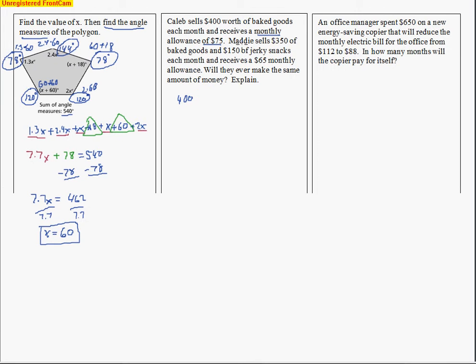Maddie sells $350, so I'm going to write 75, and it's a monthly allowance, so I'm going to go ahead and write M there. And it says Maddie sells $350 of baked goods and $150 of jerky snacks each month and receives a monthly allowance of $65.